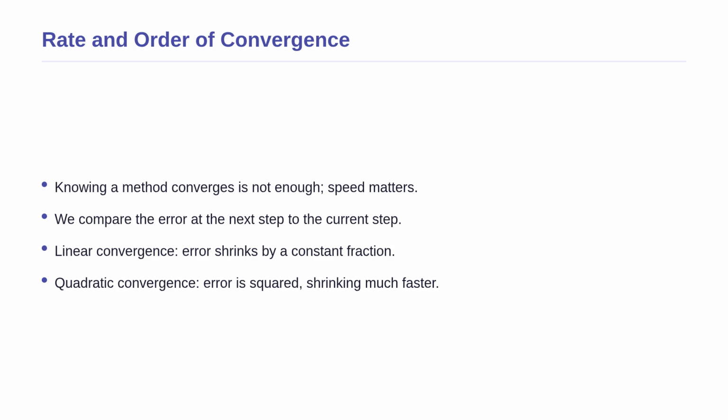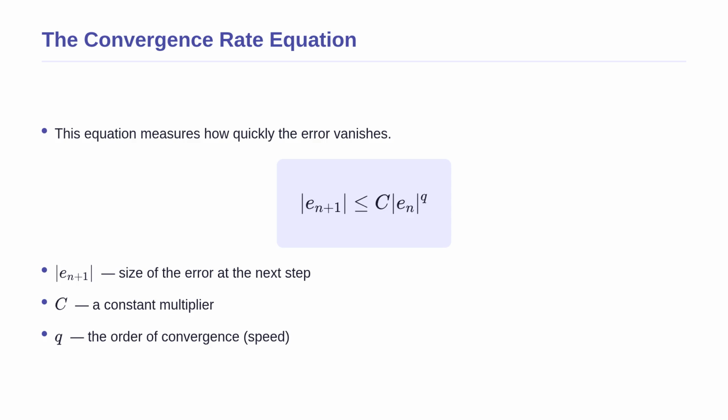We generally look at two types of speed. Linear convergence is steady. The error shrinks by a constant fraction each time, like being cut in half. Quadratic convergence is explosive. The error is squared at each step, meaning the number of correct decimal places doubles very quickly. Now that we understand why speed matters, let us look at the formula that defines it.